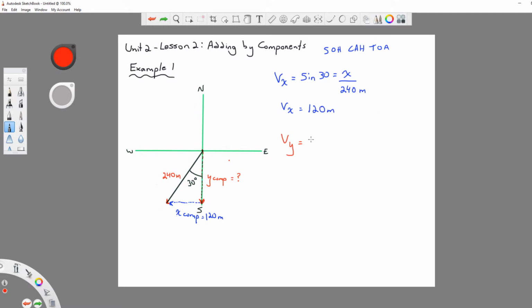So here we're going to have cosine of 30 is equal to our adjacent, which is what we're looking for. So I'm going to call this one y over 240 meters, which is our hypotenuse. So I have vector y coming out to equal, I'll get 207.8 meters. With sig digs, we start with 240. So let's call this 208 meters.